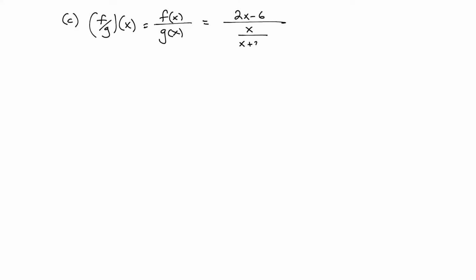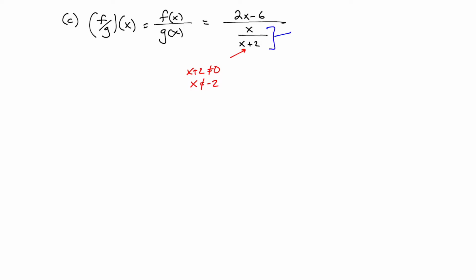Part C is very, very tricky. Part C was f over g of x, which is defined to be f of x over g of x, which would be, so f of x is 2x minus 6, g of x is x over x plus 2. Now, I don't want you to simplify because we're going to talk about it in a second, but first things first: if the denominator of the big denominator, so this part right here, was equal to 0, we'd be dividing by 0, and that would cause problems. So we need x plus 2 to not equal 0. So we need x to not equal negative 2.